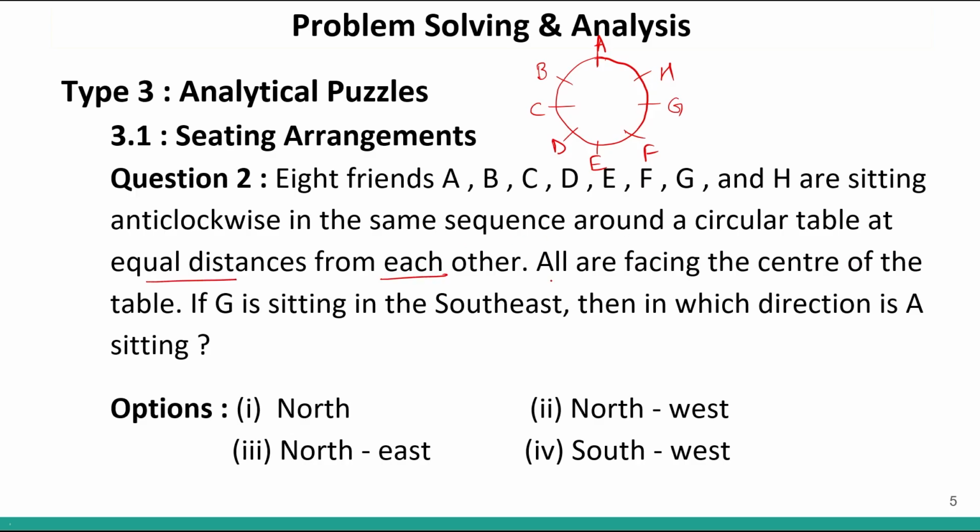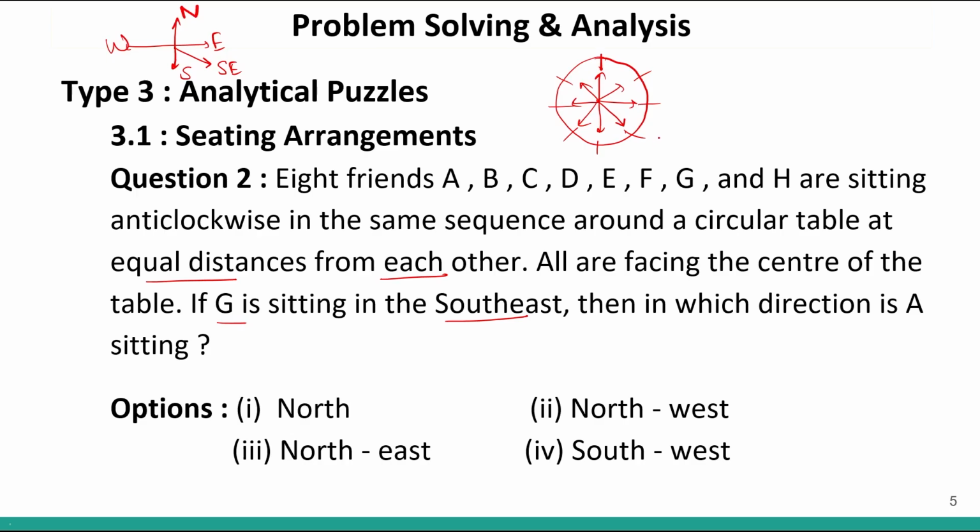Now, all are facing the center of the table. So, everybody is facing inwards. Now, if G is sitting in the southeast. Now, let me change these. Southeast is which direction? If you remember a chart in following directions, let me draw it again. This was north, this was south, this was east, and this was west. Correct? This direction was southeast. So, assume this is north, this is south, this is west, this is east, then this direction will be southeast, this will be southwest, this will be northwest, and this will be northeast.